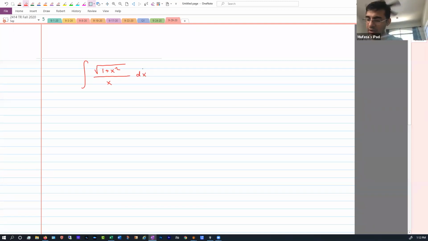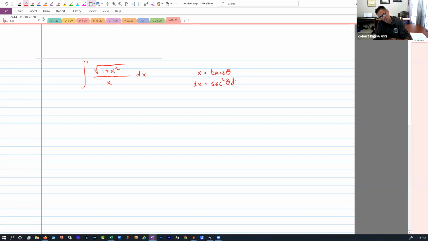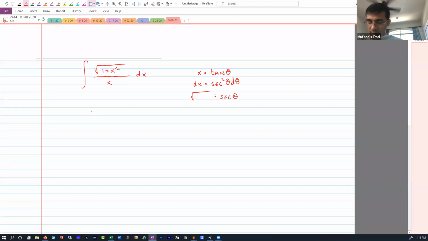Okay, so let's look at 57. 57 was the integral of square root of 1 plus x squared over x dx. So what did you do? I started with the tangent, I made x equal tangent theta. Then dx is secant squared theta d theta, and the square root is secant theta. Okay, good. So I made the substitution secant theta over tan theta into secant squared theta d theta.